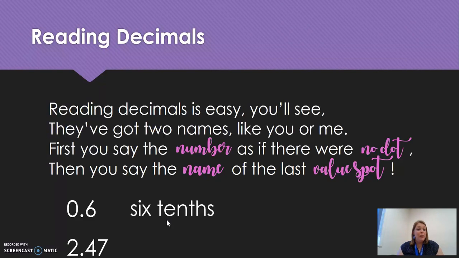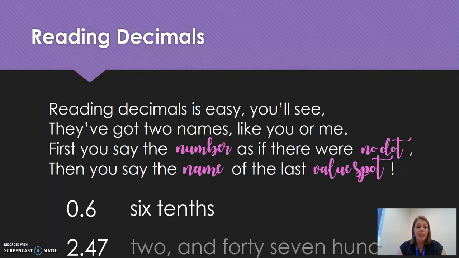If we have a look at this one here, we've got 2 wholes, and then I've got the number 47. I did say before we don't normally say them as we wouldn't say 2.47, but we can refer to it as 47 hundredths. So I'd say the number as if there were no dot, and I would say the name of the last value spot, or which place value column the final digit falls into.